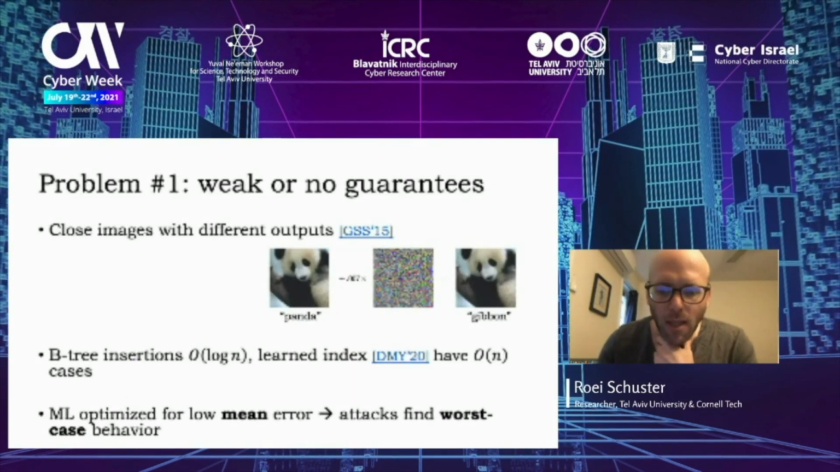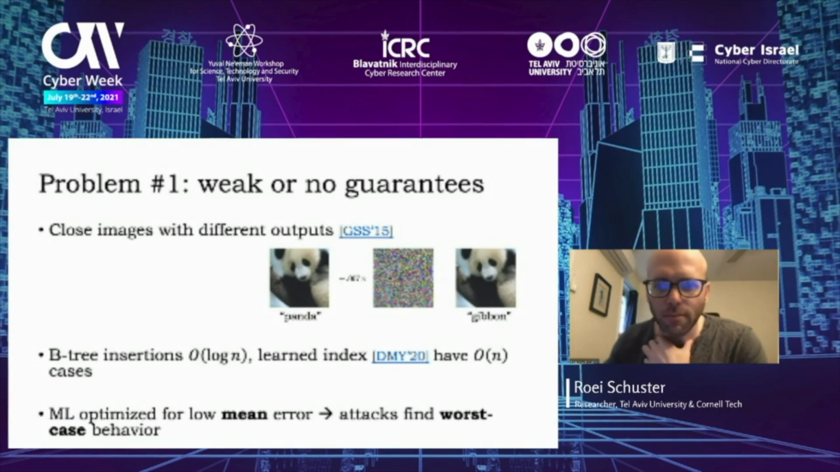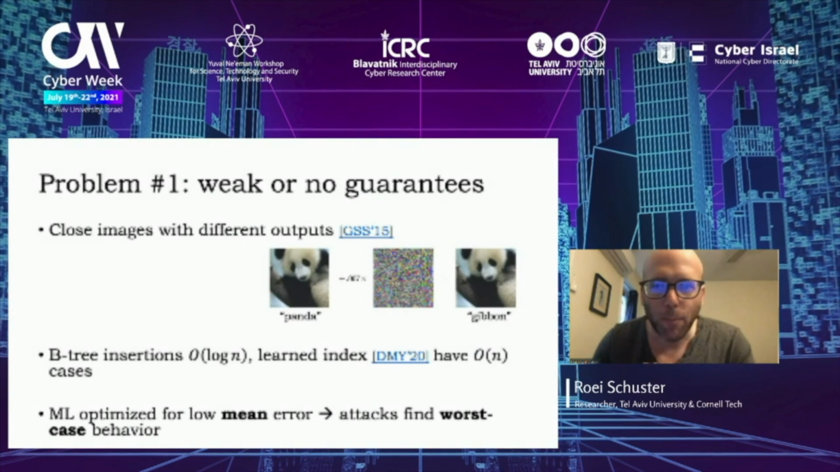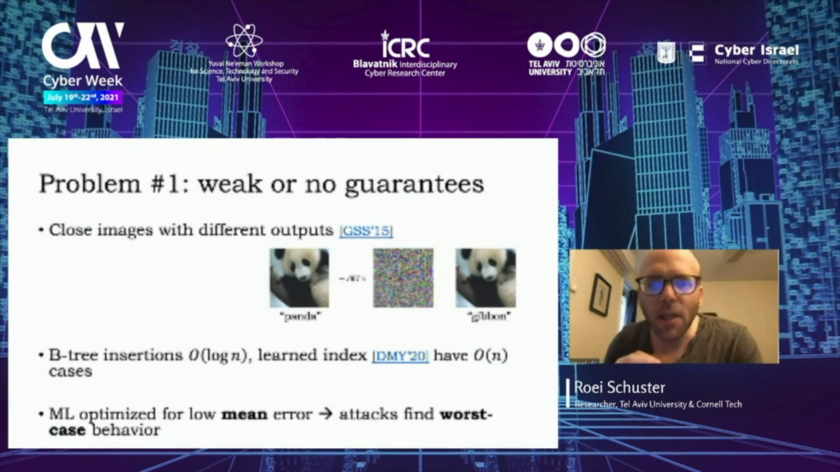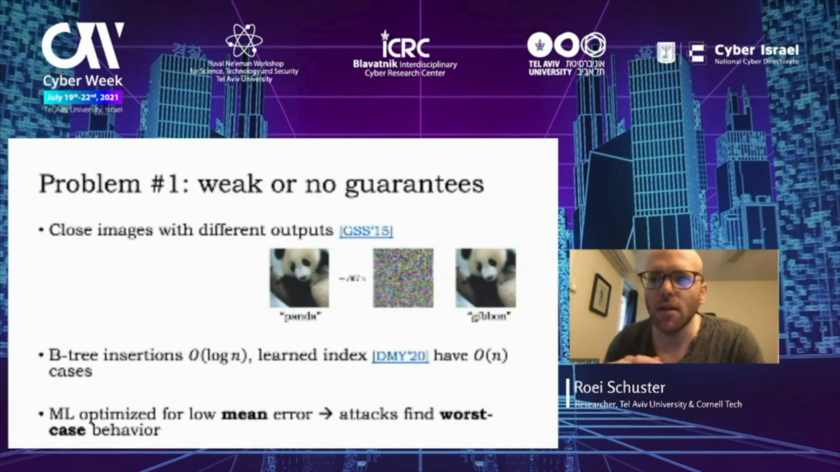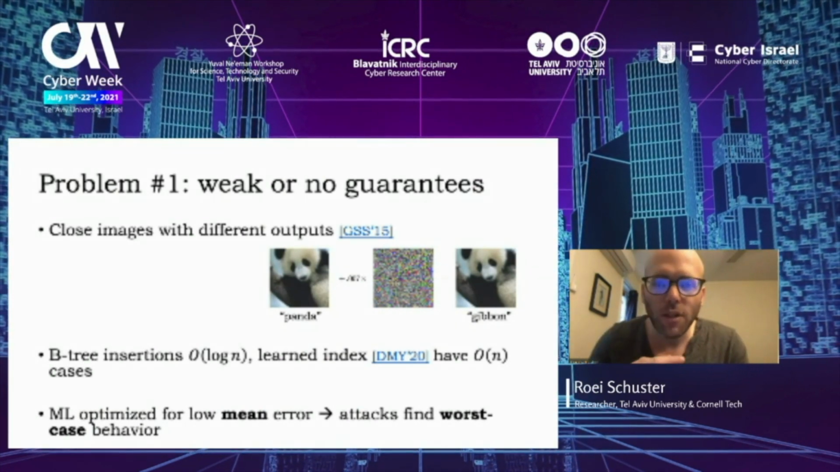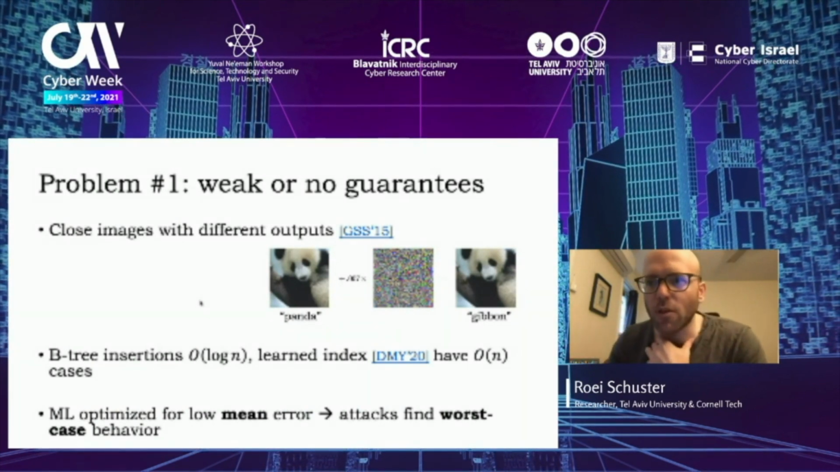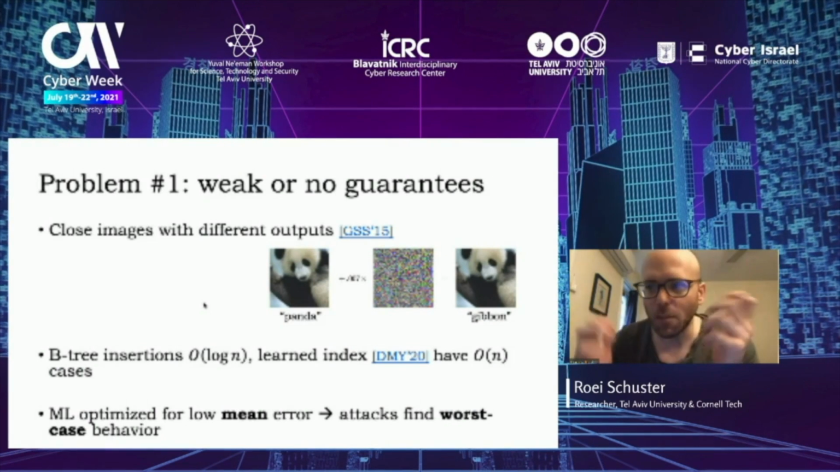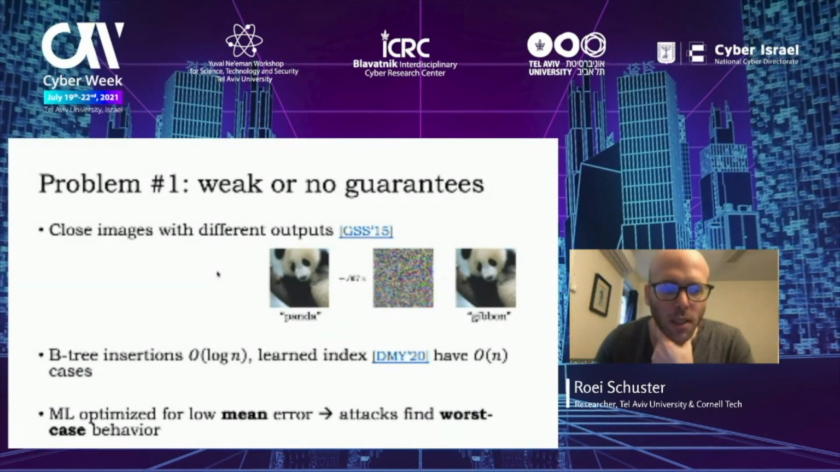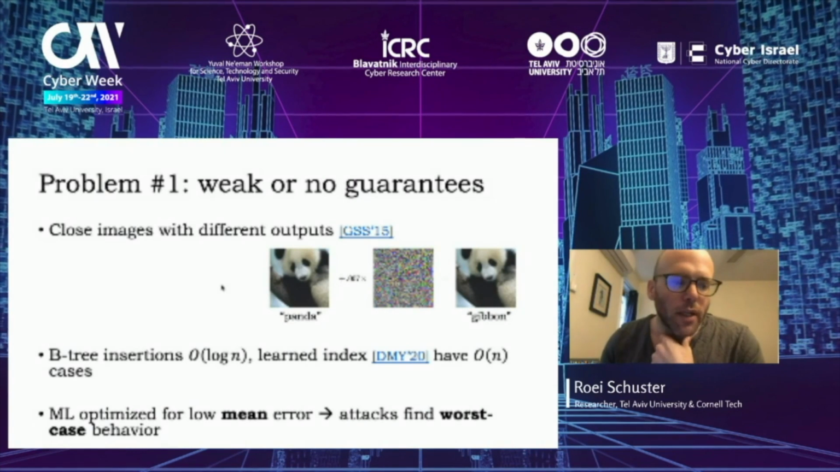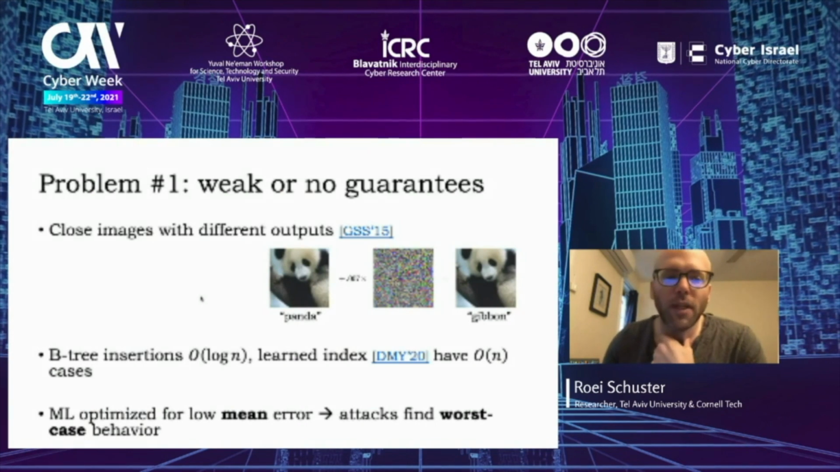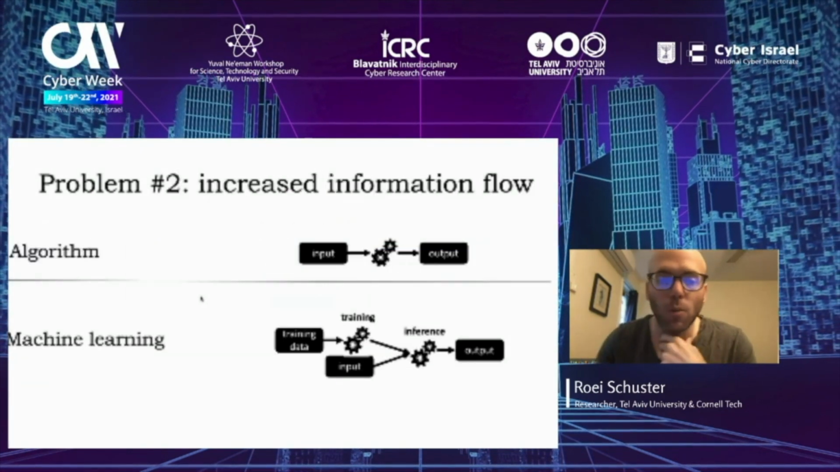And ML has some inherent problems, issues that might raise security problems. The first one is that it typically has a lot fewer robustness guarantees than traditional algorithms. Here are a few examples. The well-known example of adversarial inputs, as they're called, is one of those. It stems from the fact that ML is optimized for low mean error, but attackers can always try to find pathological worst-case inputs.